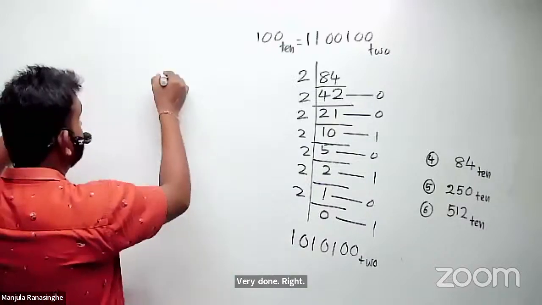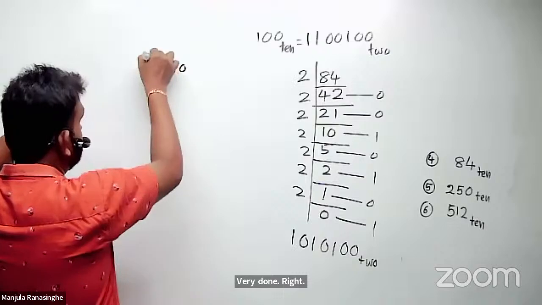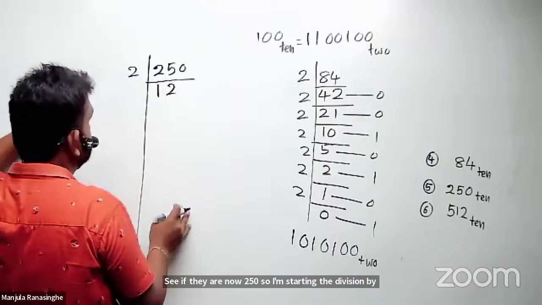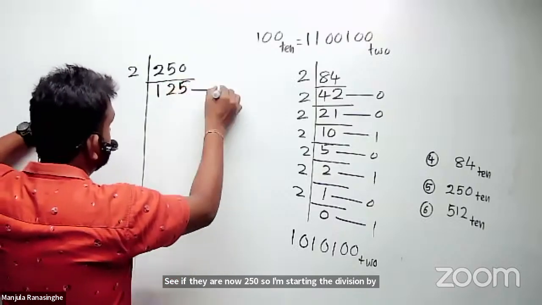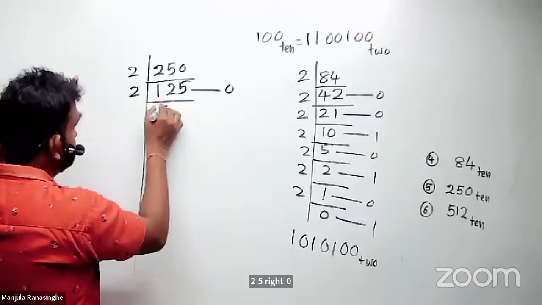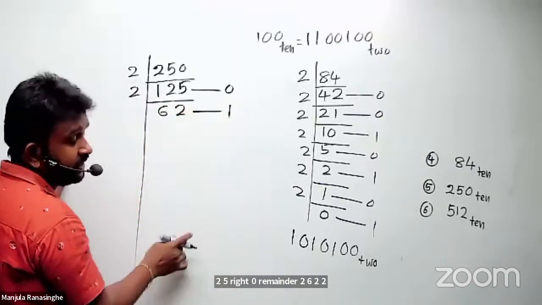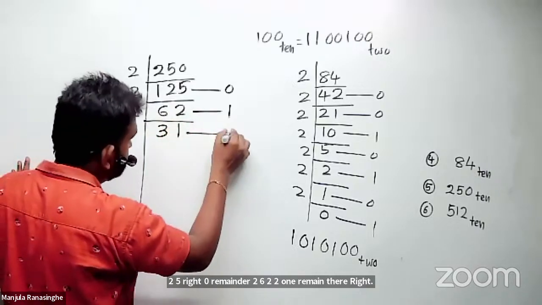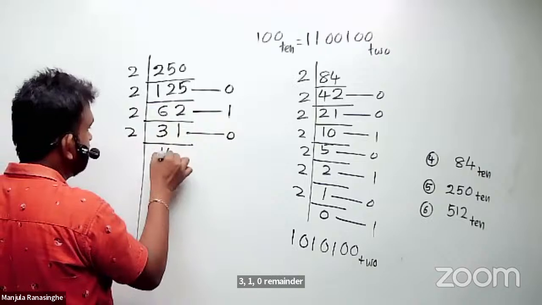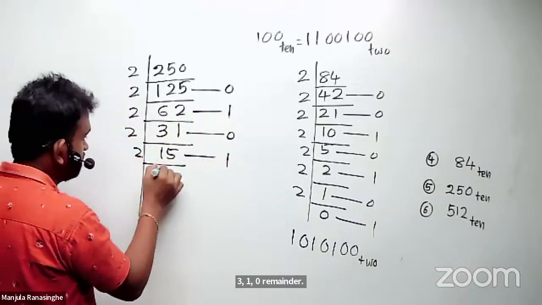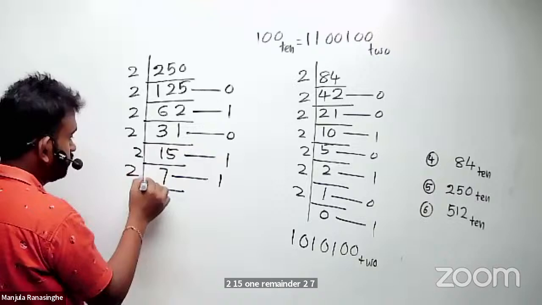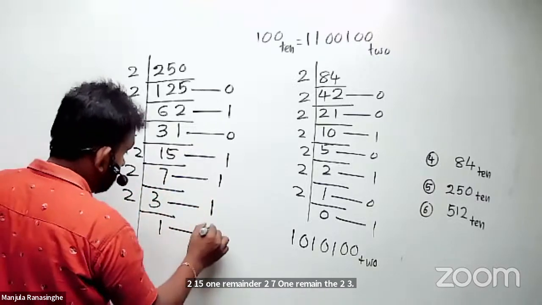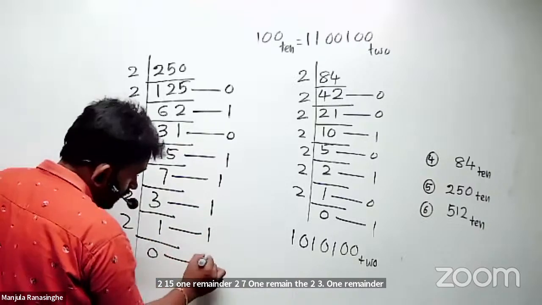See, now they are 250. So I'm starting the division by 2. Then 2, 1, 2, 2, 2, 5. Right? 0 remainder. 2, 6, 2, 2, 1 remainder. Right? 2, 3, 1, 0 remainder. 2, 15, 1 remainder. 2, 7, 1 remainder. 2, 3, 1 remainder. 2, 1, 1 remainder. 2, 0, 1 remainder.